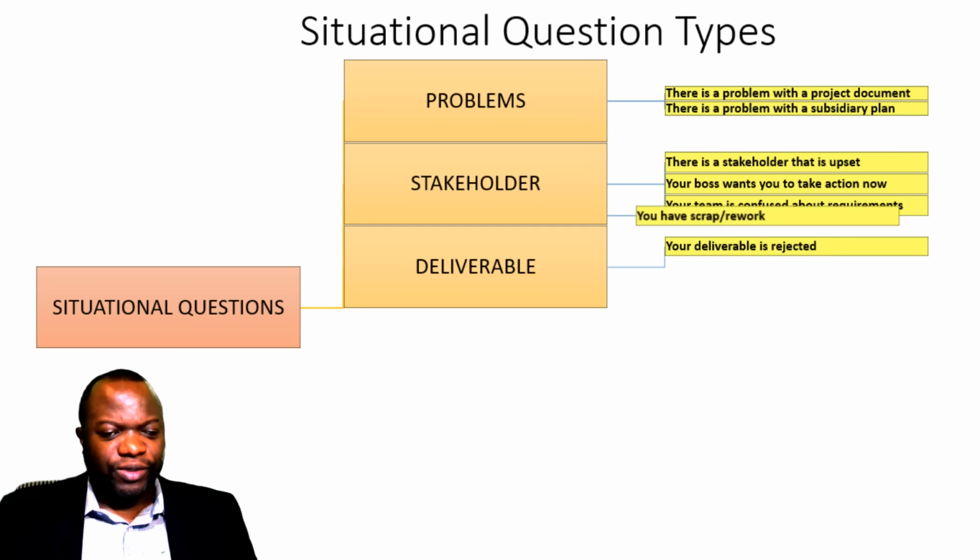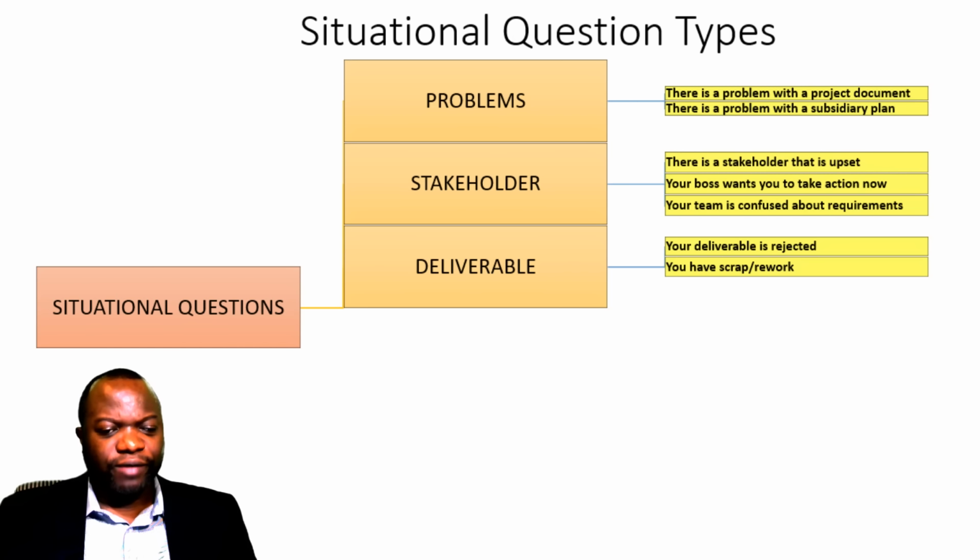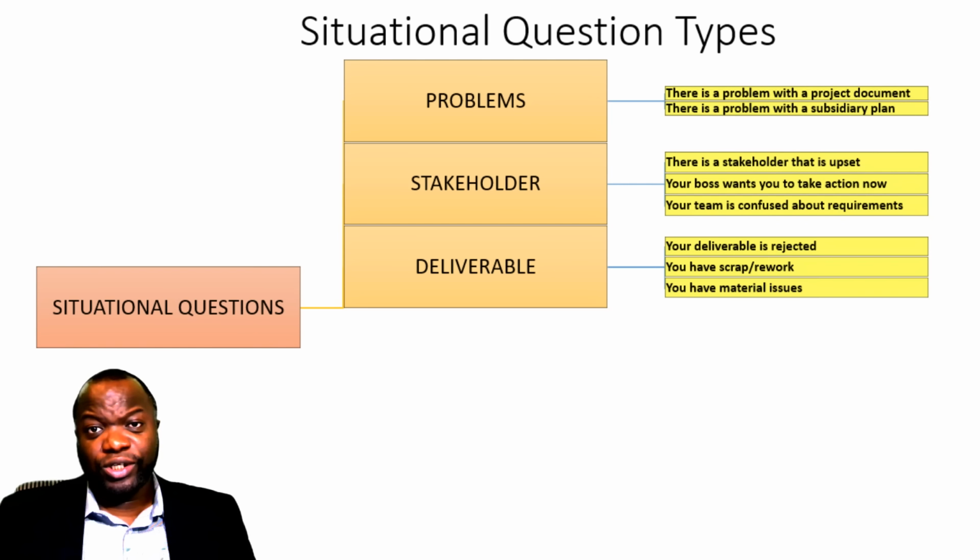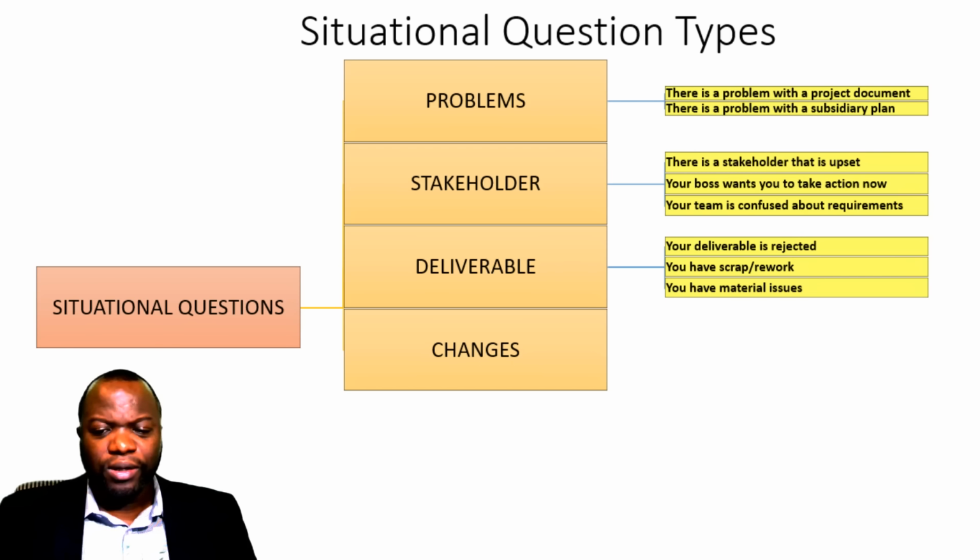So your deliverable is rejected. What do you do? You have scrap and rework. What do you do? You have material issues. Your materials are showing up late. What would you do? Well, let's say they eventually show up and they're the wrong materials. Would you accept them? What would you do?